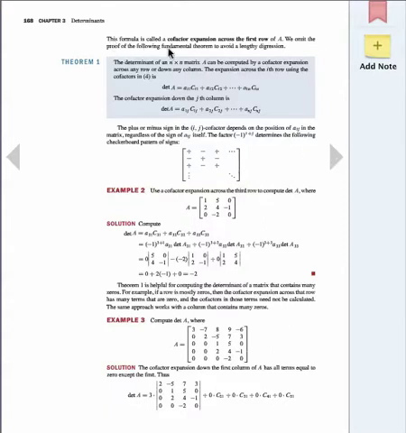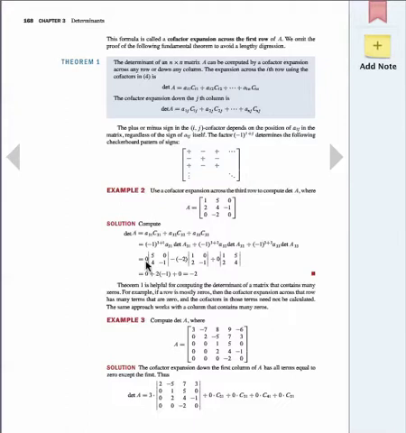The formula that's given in that definition is called a cofactor expansion across the first row of A. What the theorem says is that you can actually do a cofactor expansion across any row or down any column. So understanding theorem 1 is pretty key to understanding how determinants work. Make sure you get through that. Work through examples 1, 2, 3. These will demonstrate how to use cofactor expansions.